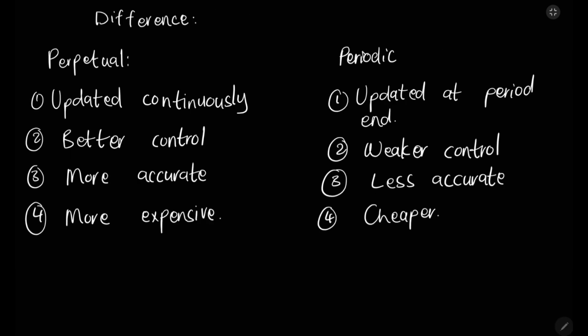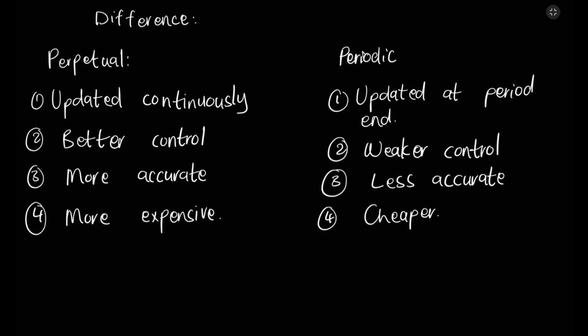So what are the differences between the perpetual and periodic inventory systems? With the perpetual, the information is updated continuously. There's better control. It's more accurate as they always know the quantity of the inventory. However, it's more expensive. Why? Because they always have to calculate their stock. And as I said, they need expensive systems.